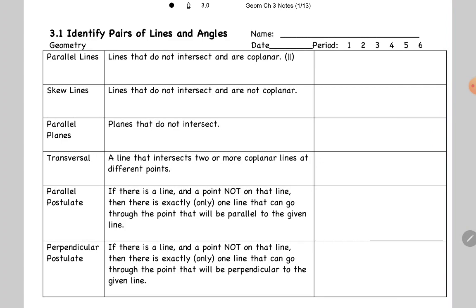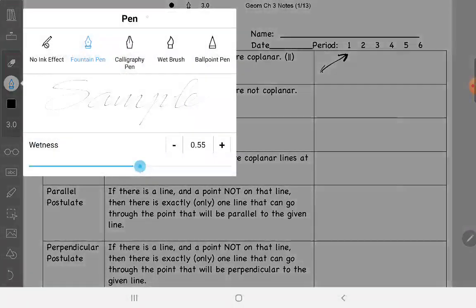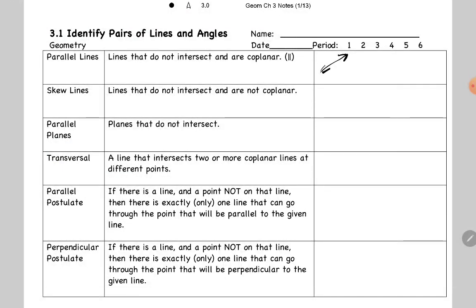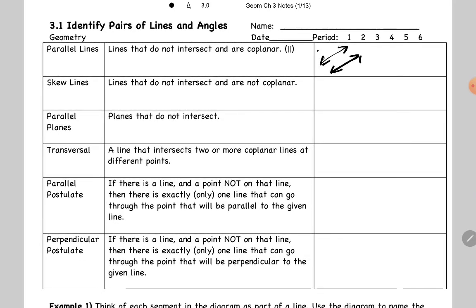Today in geometry, we're going to identify pairs of lines and angles. So let's start out with parallel lines. Parallel lines are one or more lines that do not intersect and are coplanar. So they're on the same plane and they do not intersect. Here's line A and line B. That means line A is parallel, with this double-line sign here, to line B.